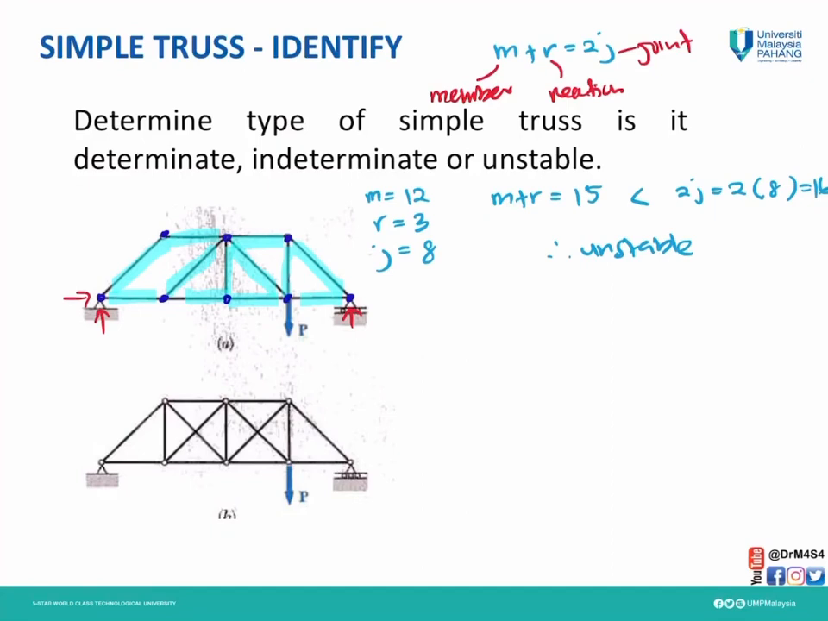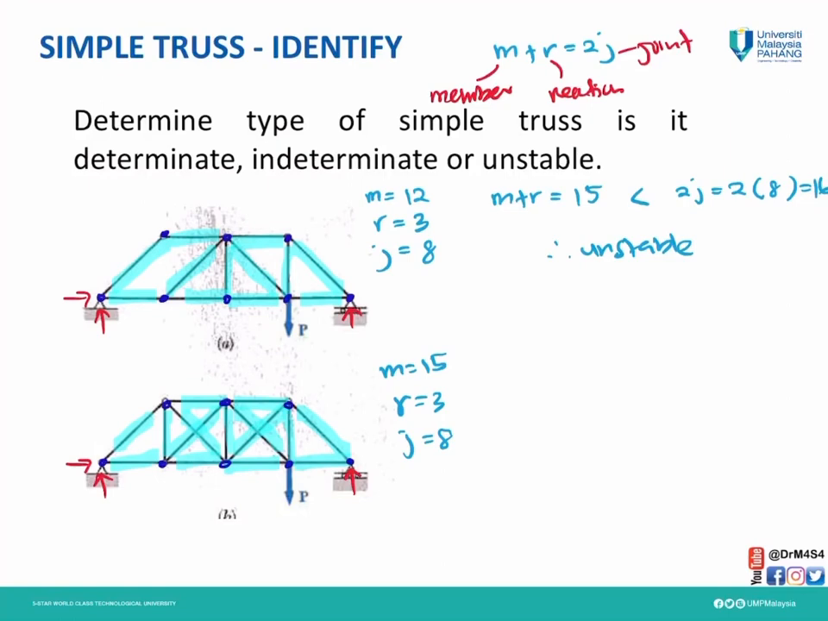Now let's do the second one. Find the number of members: 1, 2, 3, 4, 5, 6, 7, 8, 9, 10, 11, 12, 13, 14, 15. So M equal to 15. Number of reactions: this is a pin, we have X and Y reactions. This roller, we just have a Y reaction. So our R is 3. Our joint number: 1, 2, 3, 4, 5, 6, 7, 8. So our J is 8.